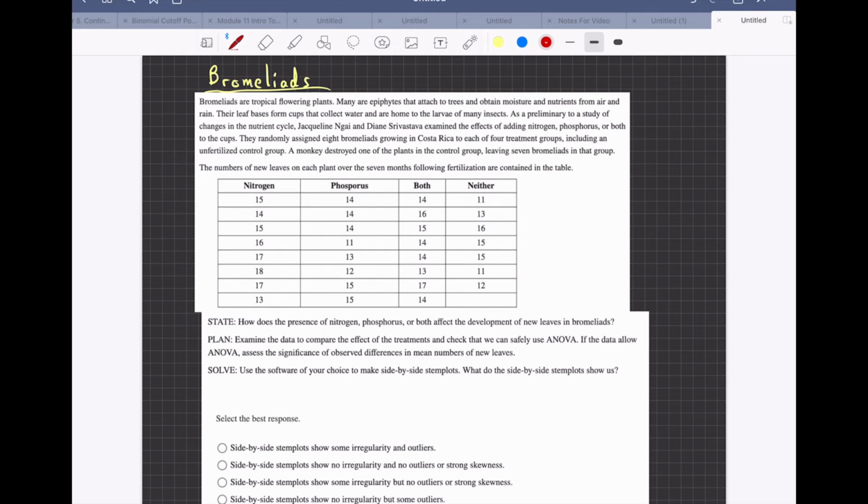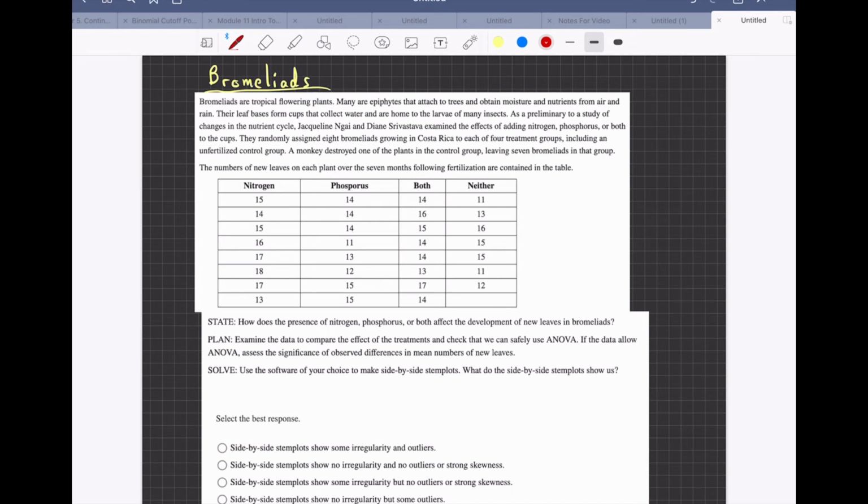One more example from a sheet, bromeliads. Bromeliads are tropical flowering plants. Many are epiphytes that attach to trees and obtain moisture and nutrients from air and rain. Their leaf bases form caps that collect water and are home to the larvae of many insects.